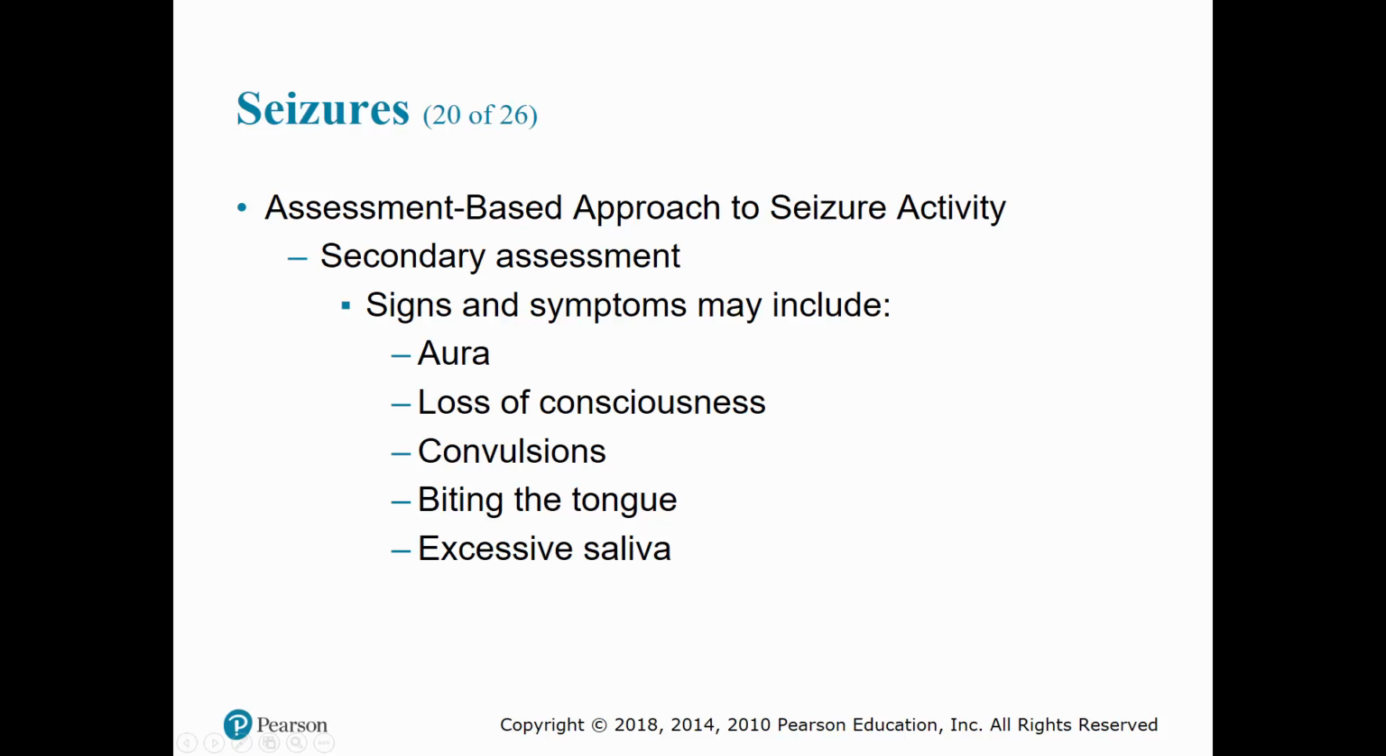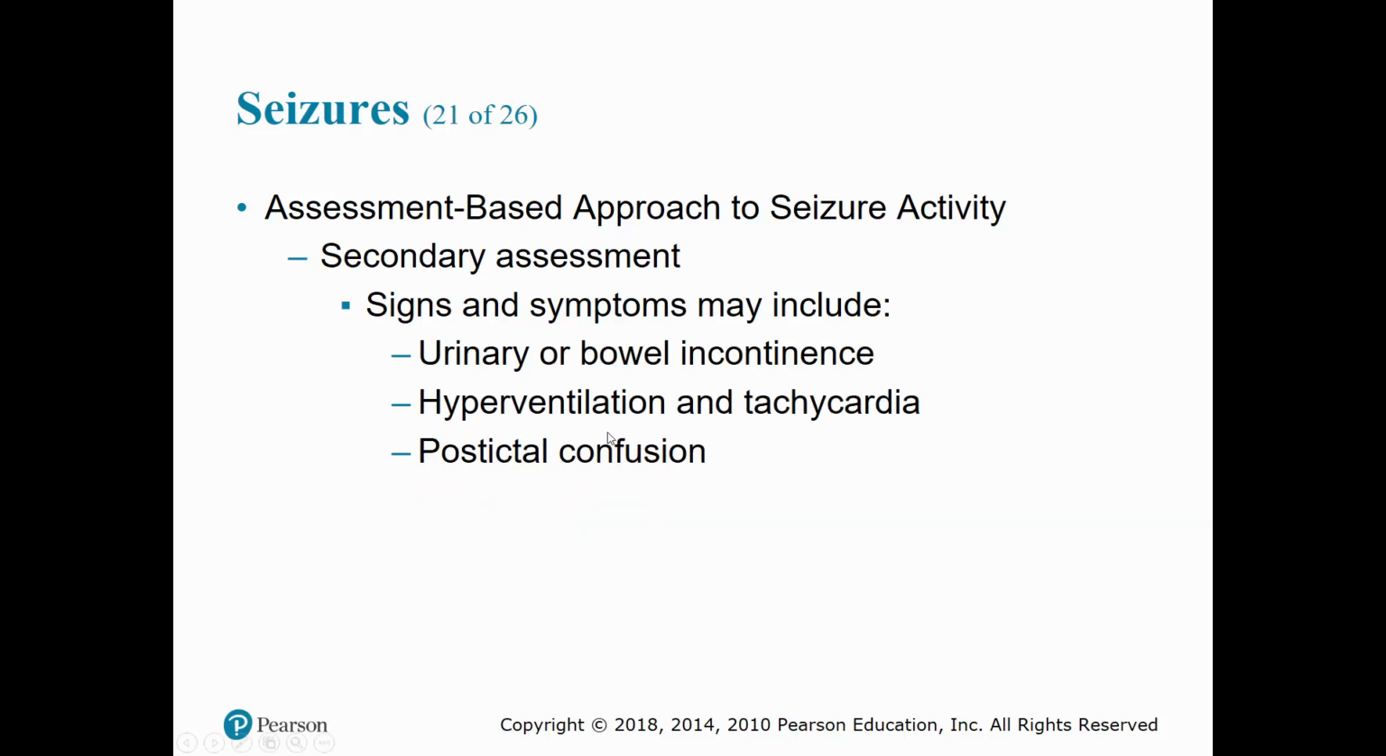The most common recognized type of seizure is, of course, the tonic-clonic seizure. That's our typical seizure that we hear about or know about, and most public knowledge of what a seizure is. Signs and symptoms may include the aura, of course, loss of consciousness, convulsions, biting of the tongue, and excessive salivation, urinary and bowel incontinence, hyperventilation and tachycardia, post-ictal confusion.